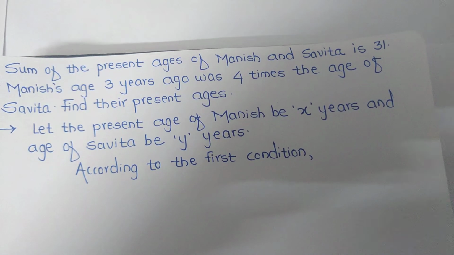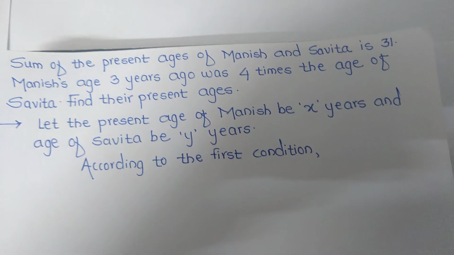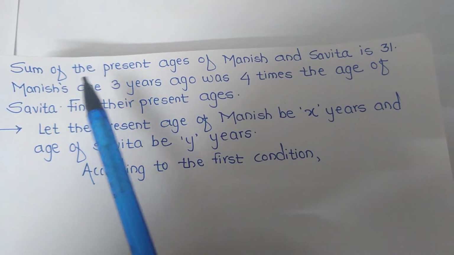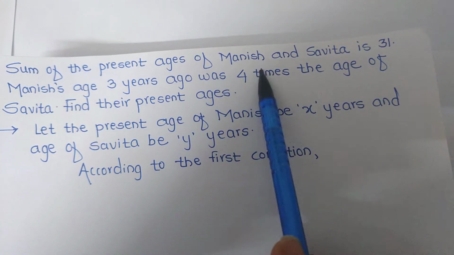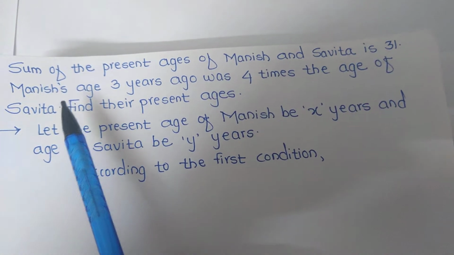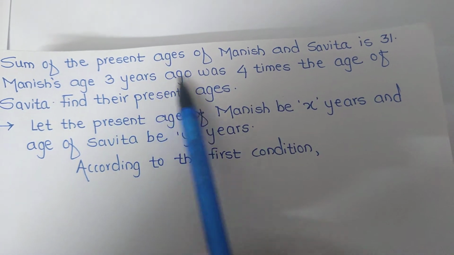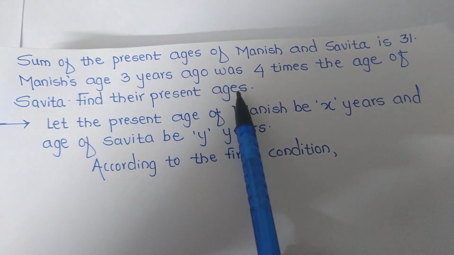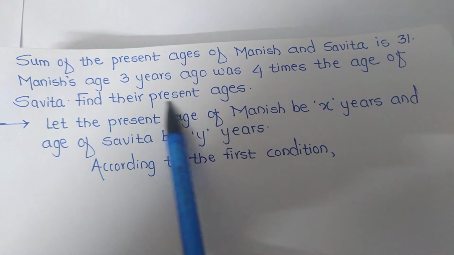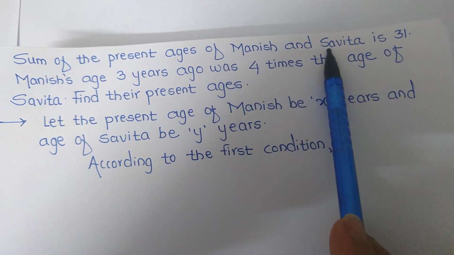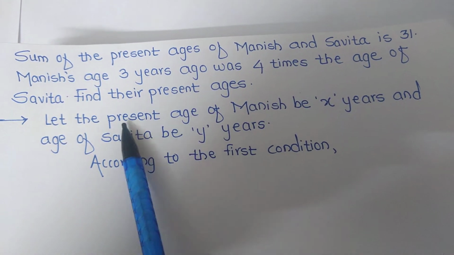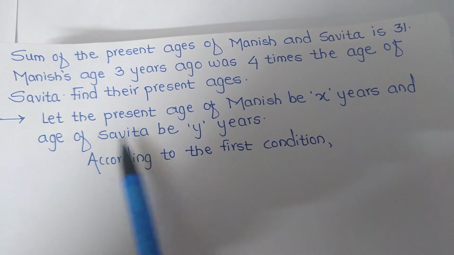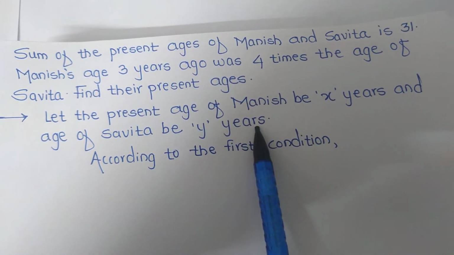In this video, we'll see a word problem based on linear equations in two variables. The question is, sum of the present ages of Manish and Savita is 31. Manish's age 3 years ago was 4 times the age of Savita. Find their present ages. We are asked to find present ages of Manish and Savita. Let us consider the present age of Manish be x years and age of Savita be y years.